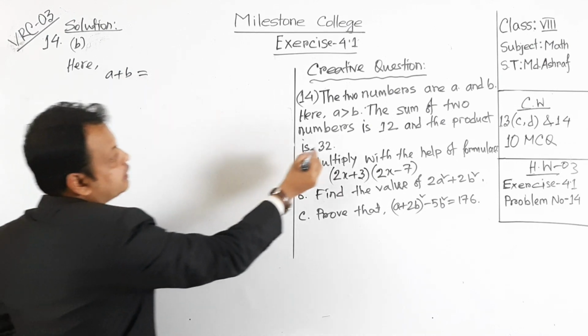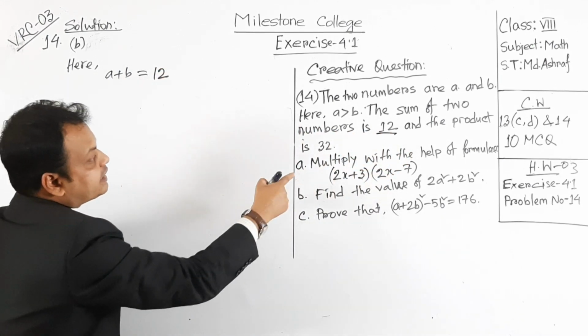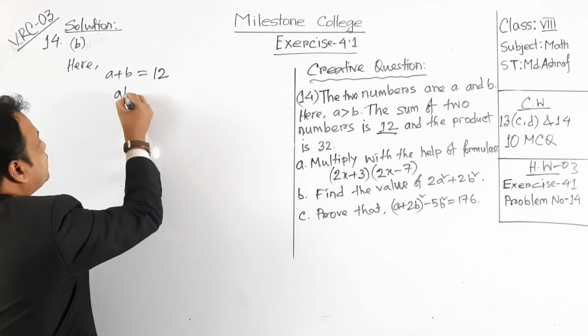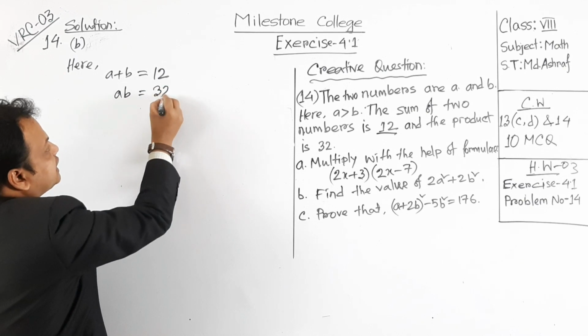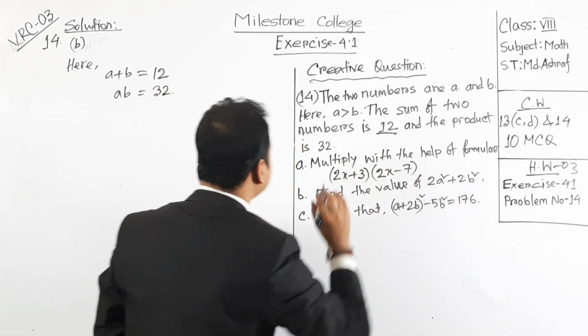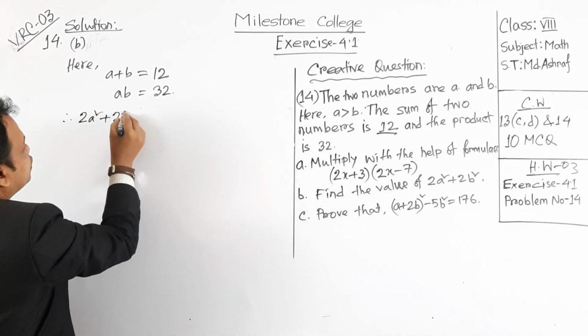What is the sum of a and b? It is given as 12, so write here 12. And the product is 32. So the product of a and b will be ab equals 32. Now we have to find the value of 2a square plus 2b square.